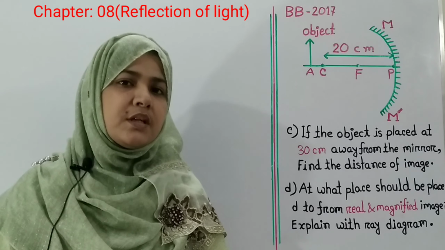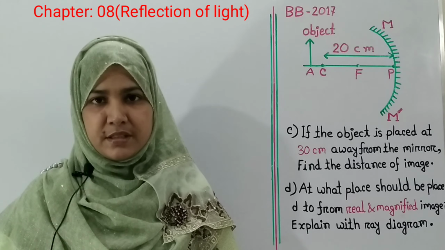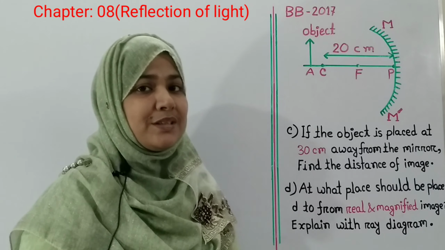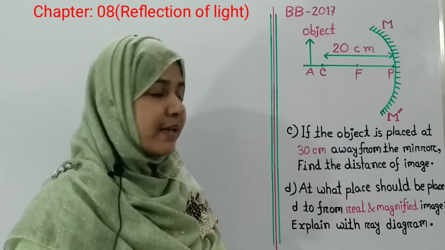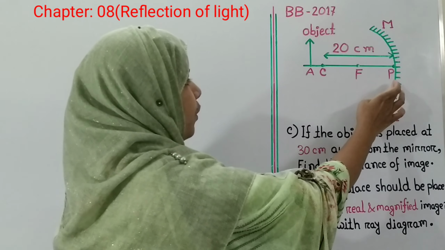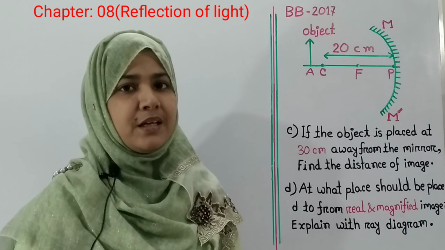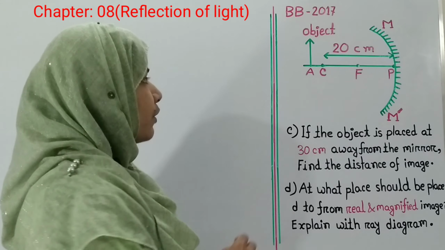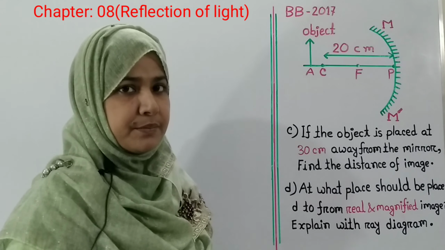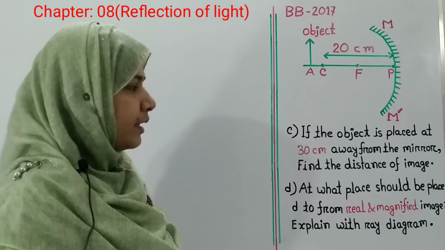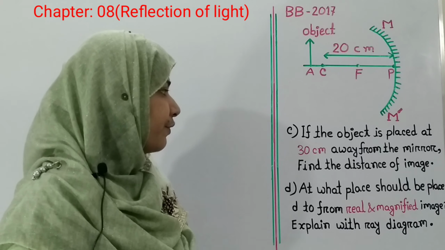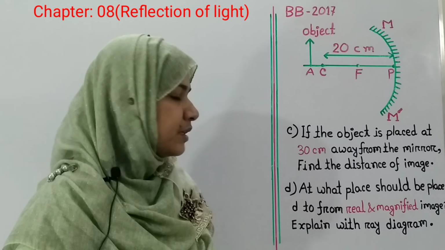Our first creative question is from Barishal Board 2017. In the question you can see that there is a diagram of a concave mirror, and the distance between the pole and center of curvature is given as 20 cm, and the object is kept outside the center of curvature. Now question number C is, if the object is placed 30 cm away from the mirror, find the distance of the image.